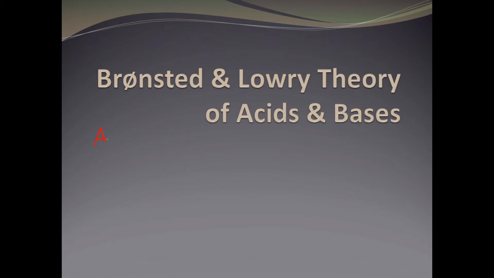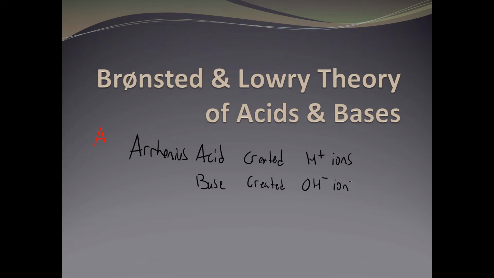So the Arrhenius acid, as a quick recap, these created H+ ions, and they could usually be easily spotted by starting with an H. And the Arrhenius base, they created OH- ions, and you could easily tell because they ended their formulas with OH. So Arrhenius acids created hydrogen ions, usually start with an H. Arrhenius bases create hydroxide ions and usually end in an OH.